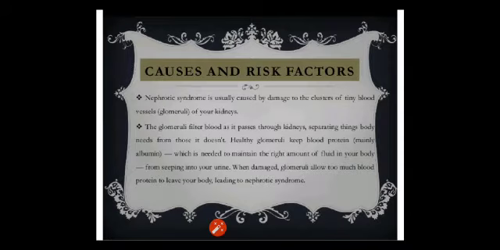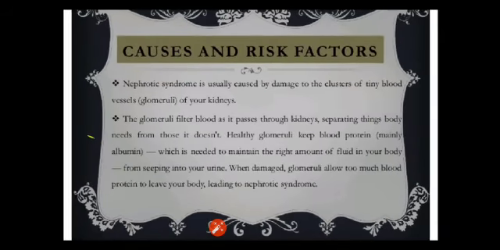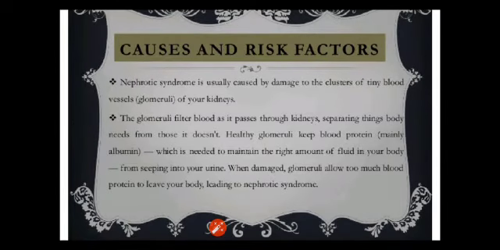Causes and risk factors. Nephrotic syndrome is usually caused by damage to the cluster of tiny blood vessels called glomeruli. Already we have seen in nephritis that glomeruli are the small capillaries which together are called glomeruli, and they sit in the Bowman's capsule of the kidney. The glomeruli filter blood as it passes through the kidneys, separating things the body needs from those it doesn't require.